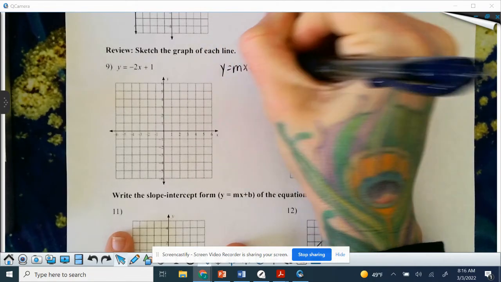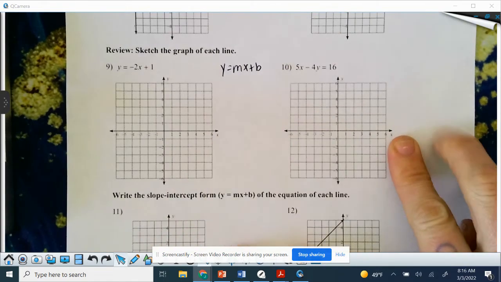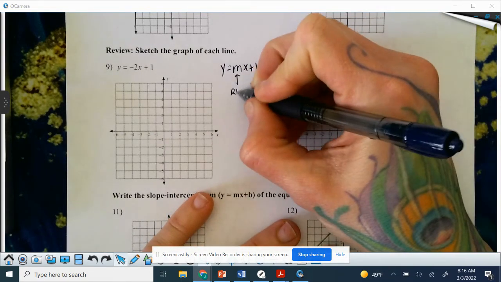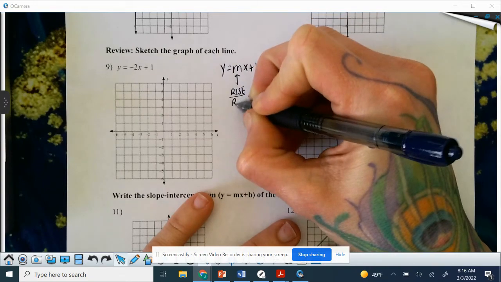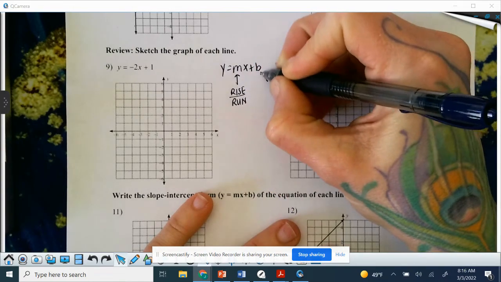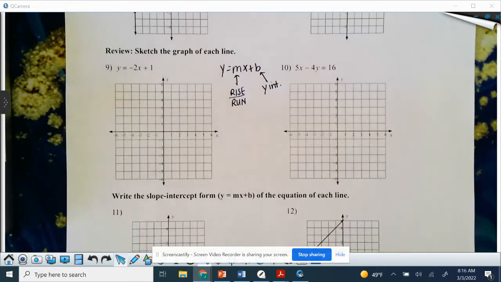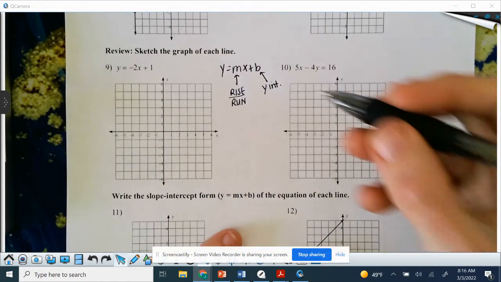Now, in slope-intercept form, we know y equals mx plus b. This is a short little insert of y equals mx plus b. So we know the slope, which is our rise over run, or rate of change, and then our y-intercept. And y-intercept means your starting point on the y-axis. So y equals negative 2x plus 1.